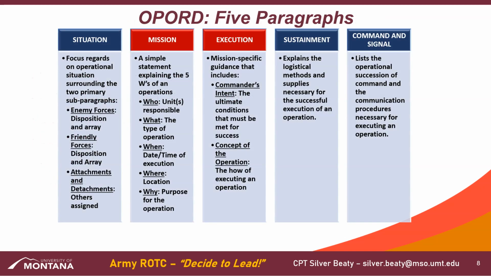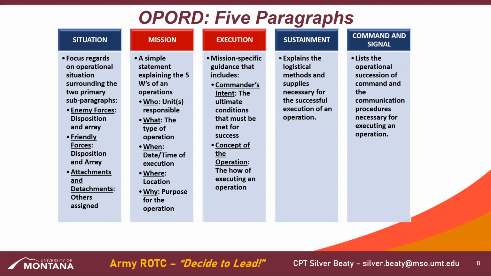All right, and here are your 5 paragraphs. I'm not going to talk too much about what's within each section there. Again, situation, mission, execution, sustainment, and command and signal. Those are your 5 paragraphs. The situation is focusing on what's going on around us to include your enemy forces, friendly forces. That's really all you need to know about this. What's going on? What's the weather doing? What's our terrain look like? What is our situation that we're sitting in right now?